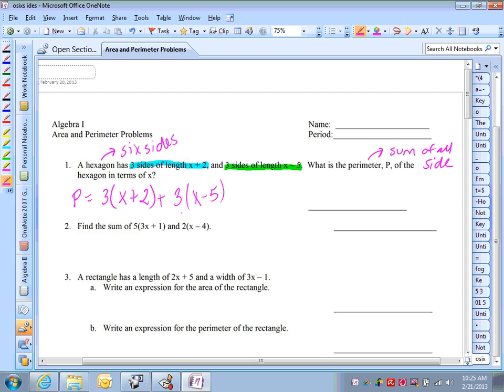In order to write an expression, which we kind of already have, we have to simplify it though. We need to distribute the 3. So we end up with 3x plus 6 when we distribute the first 3, plus 3x minus 15. So the expression in terms of x for the perimeter, we also need to combine like terms. So I have my x terms, and I have my constants, the numbers without variables. So when I finally write it out, it's 6x minus 9. Is my perimeter of the hexagon.